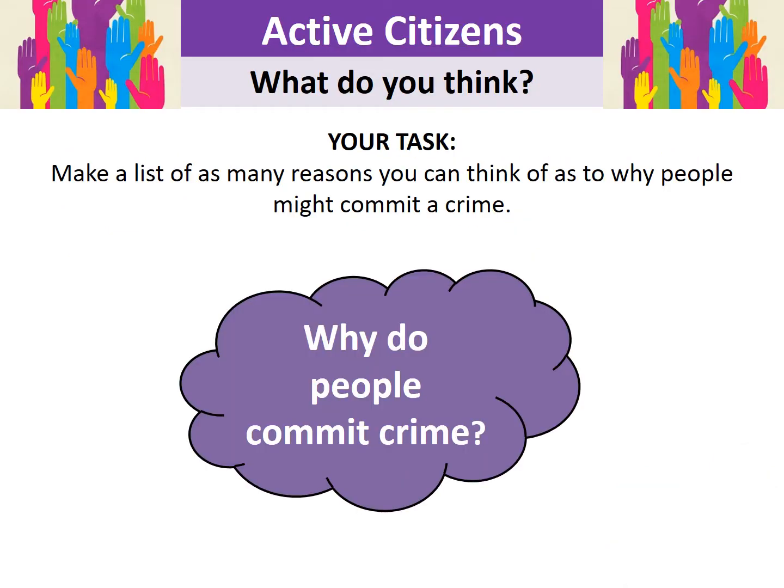Now, to start with, your task, what I'd like you to try and do is to make a list of as many reasons as you can think of as to why people might commit a crime. So, in the middle of your jotter, or if you're typing this up, just as a subheading if you want to, write why do people commit crime, and then try and list as many reasons you can about why people might commit a crime. So you want to pause the video at this point and write down as many as you can.